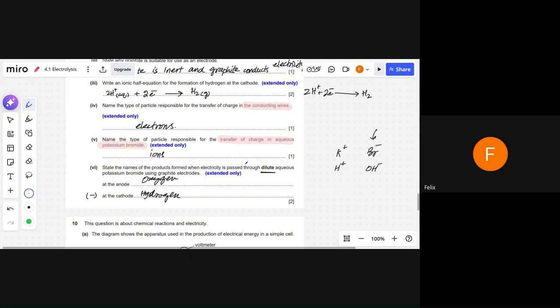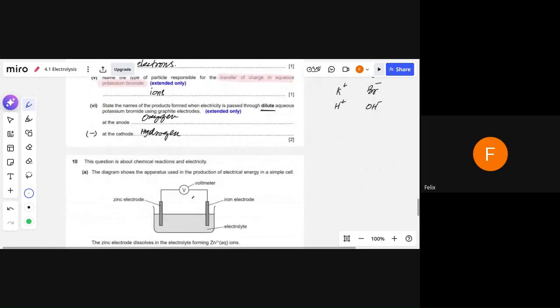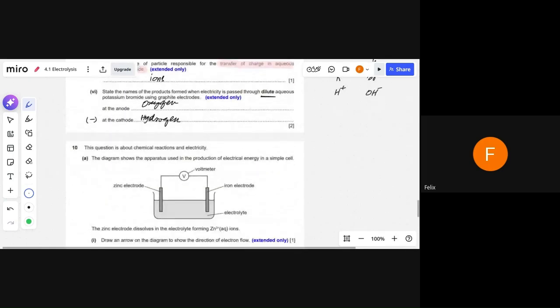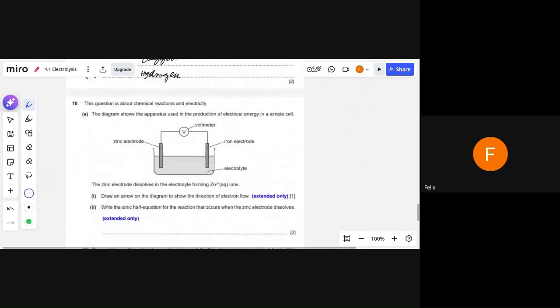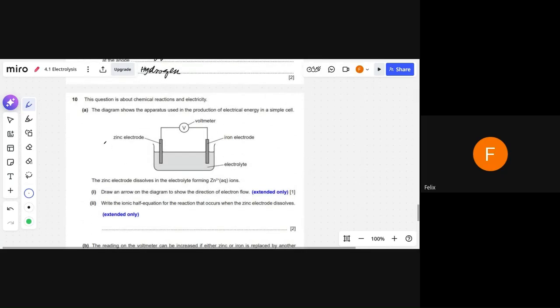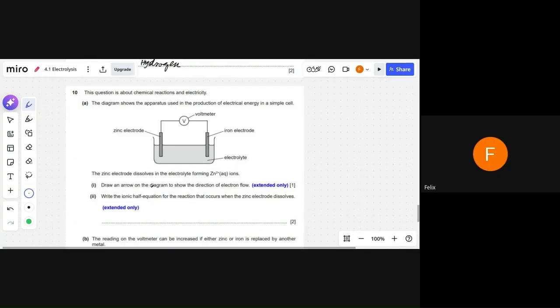And now this is the last question, but an extensive one. Okay, no problem. All right. So this question is about chemical reactions and electricity, the diagram. Draw an arrow on the diagram to show the direction of electron flow.